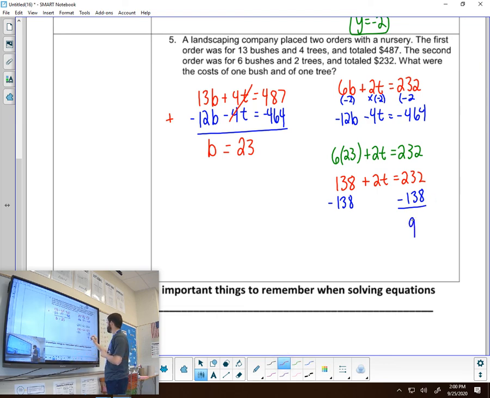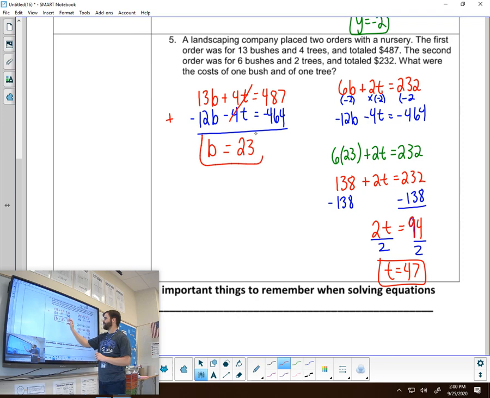Let's change colors. So I have 2t equals 94. Divide both sides by 2, and t is going to equal 94 divided by 2 is going to be 47. So each bush is going to equal $23. Each tree is going to equal $47.